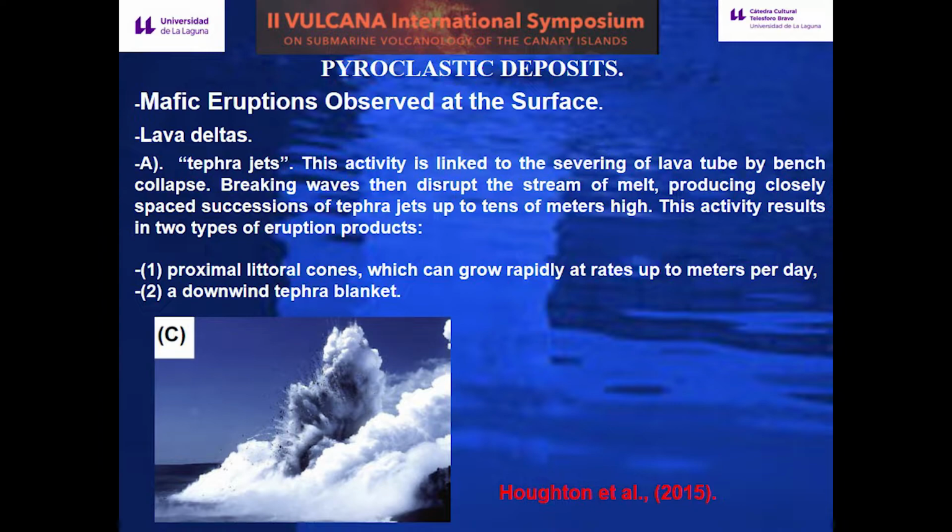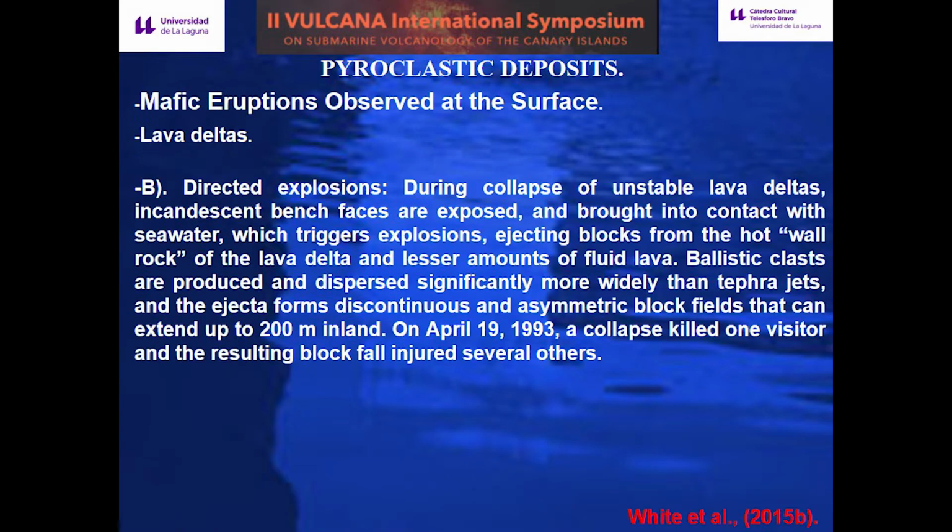Breaking waves disturb the stream of the melt, producing closely spaced sequences of tephra jets up to 10 meters high. This activity results in two types of eruption products: proximal littoral cones, which grow rapidly at a rate of several meters per day, and a downwind tephra blanket.